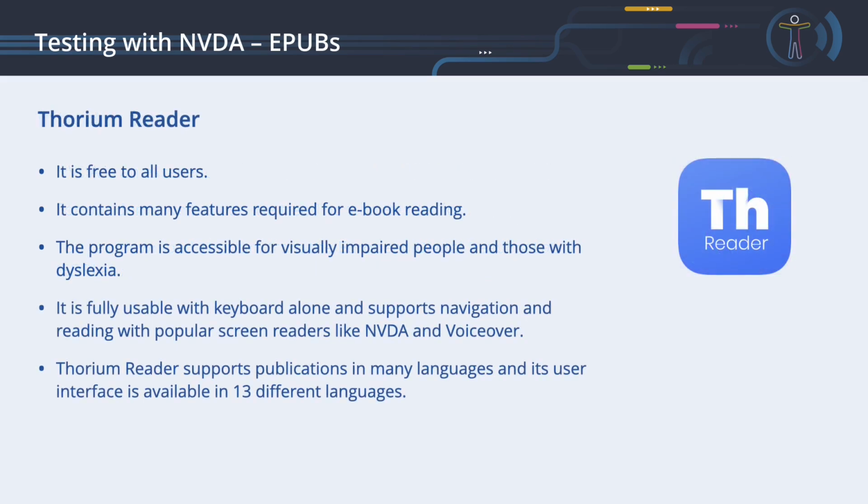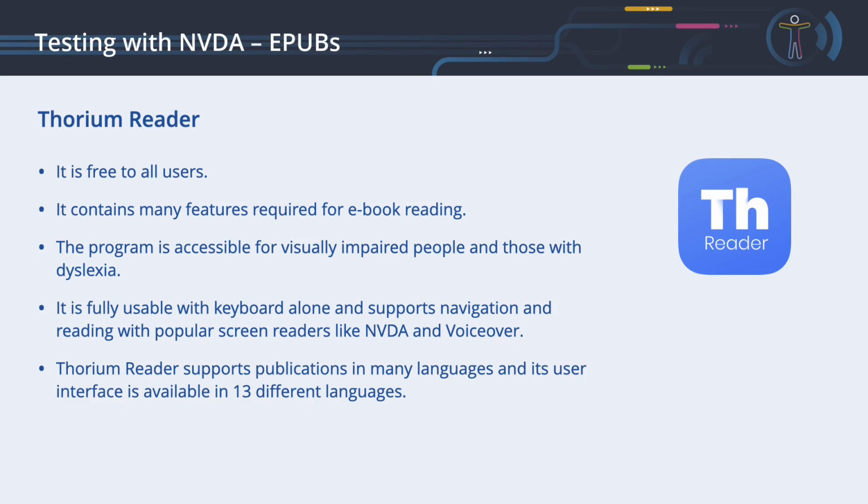Thorium Reader is free to all users. It contains many features required for e-book reading, such as tables of contents, page navigation, bookmarks, annotations, text search, single-page scrolling mode, two-page layout and navigation using print page breaks, the table of contents or the scroll bar. The program is accessible for visually impaired people and those with dyslexia.